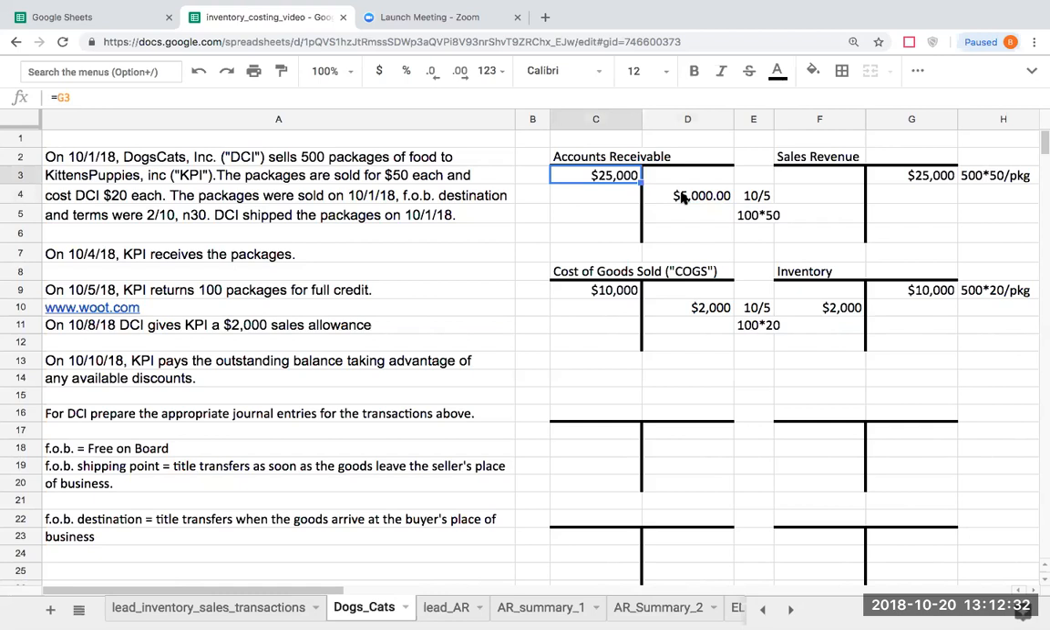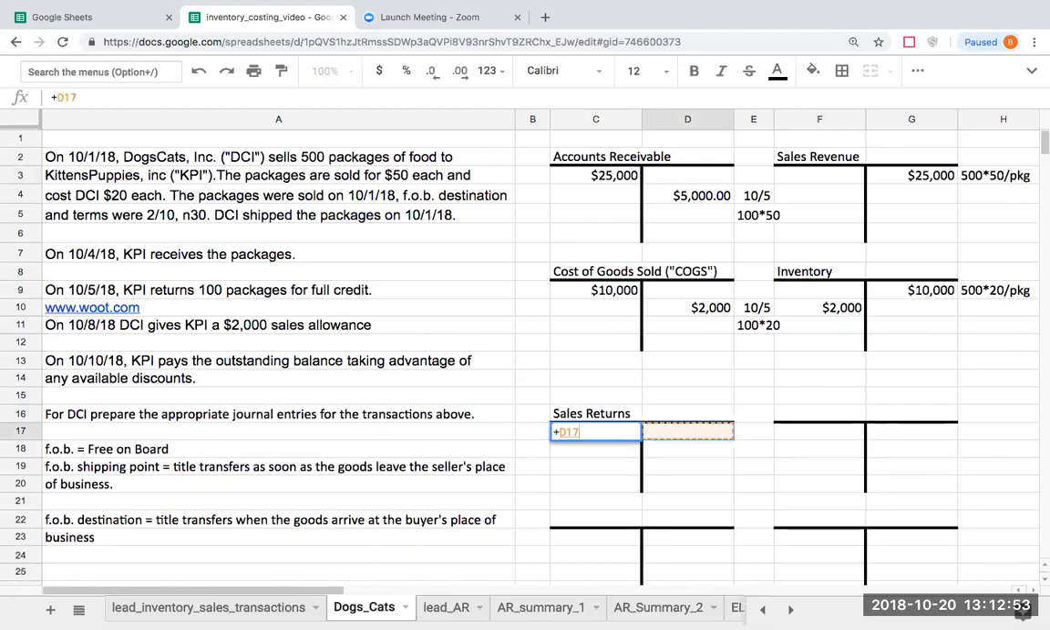Very, very important. So normally, I would say, hey, I need to go through here and debit sales revenue, but we don't do that. We don't touch revenue. We leave revenue alone. But instead, we're going to use what we call a Contra revenue account. And this is going to be called sales returns. And this here is going to be for a debit of 5,000.